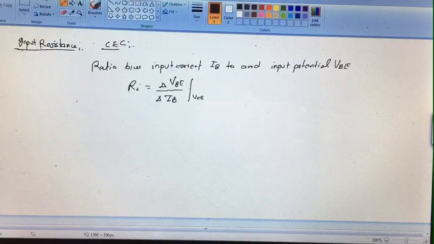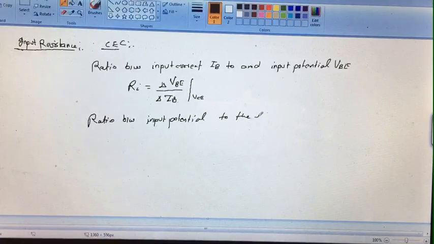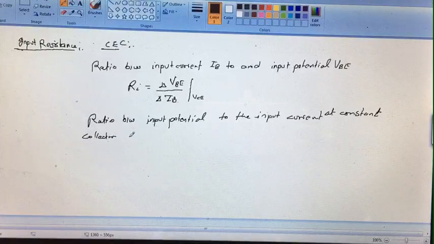So you can say that the ratio between input potential to the input current at constant collector emitter voltage is known as input resistance.